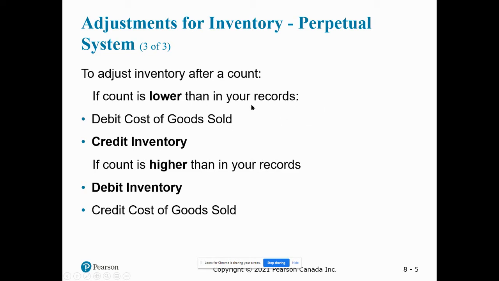If the inventory count is lower than what we show in our records, then we credit the inventory. So we show the inventory level's gone down. We put that to what it should actually be, and the debit goes to the cost of goods sold account or section. If the count is higher, then we do the opposite. We record the inventory up to where it should be, and then we credit the cost of goods sold.